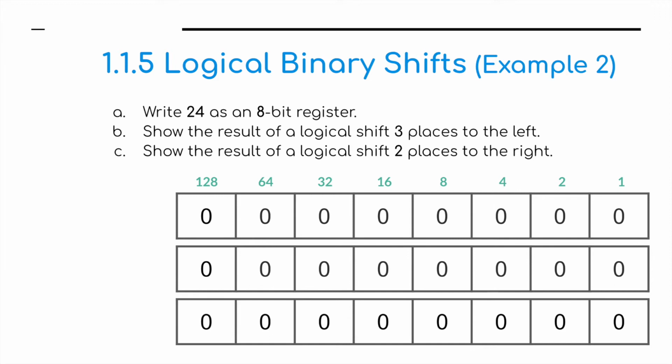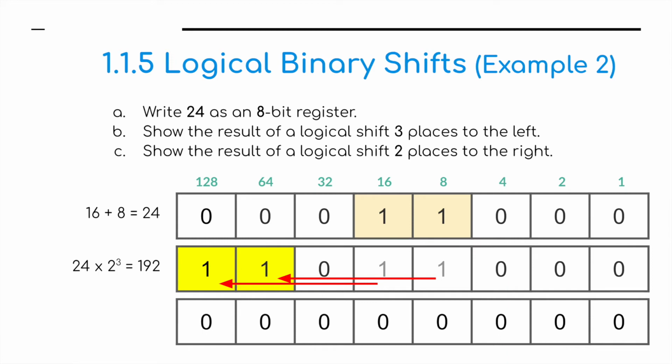Okay, so here's some more examples. What we're going to do first of all is write 24 into the 8-bit register. Well, that's obviously one lot of 16 and one lot of 8. So that's straightforward. We know that. Now we're going to do a logical shift, going 3 places to the left. So we're going up the register. So shifting them 1, 2, 3. As you can see there, it's times 2, times 2, times 2, which would equal 192. So we've times it 24 times 2 to the 3, which represents the 3 shifts.